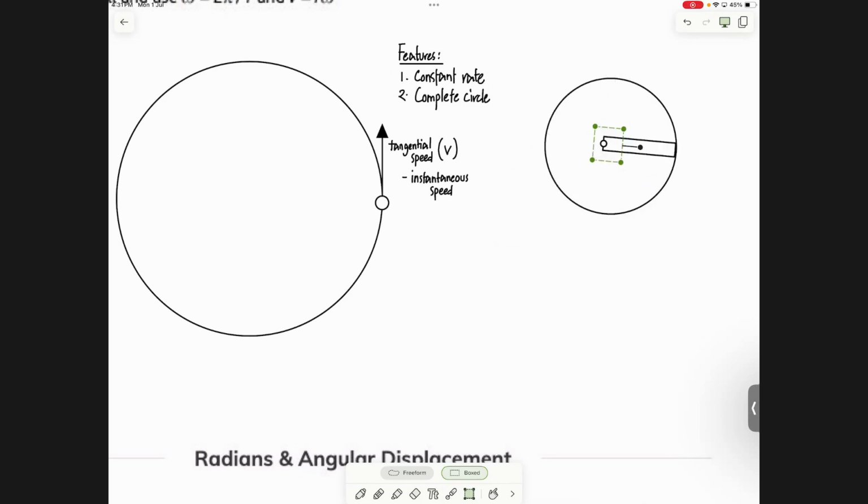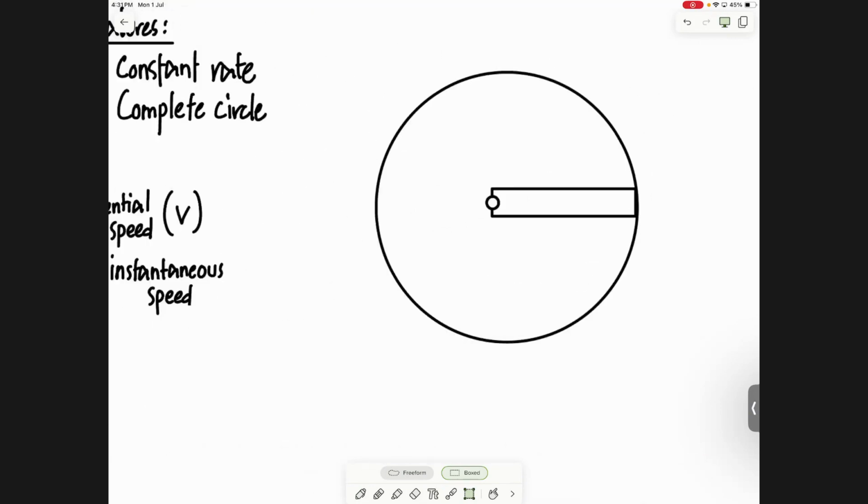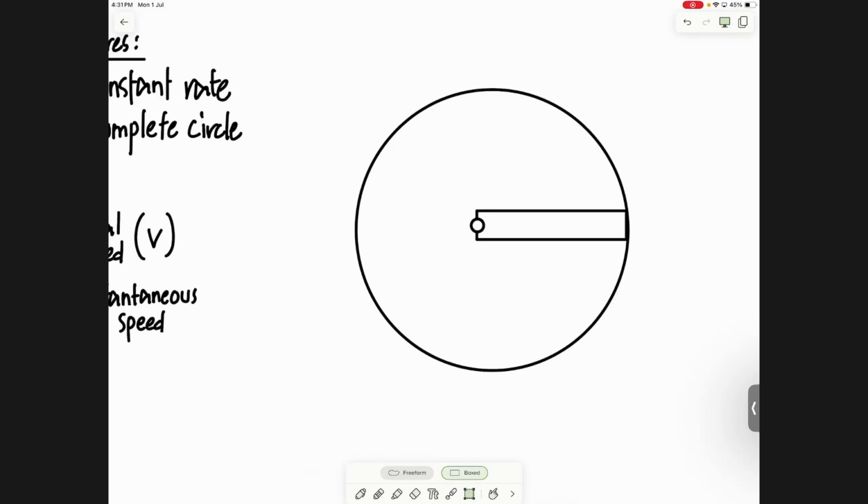So you have something going in a circle here. This is a blade of a fan. Okay, so a fan blade goes in a circle like this. Do you understand the diagram? So now the question is, how do we quantify circular motion?